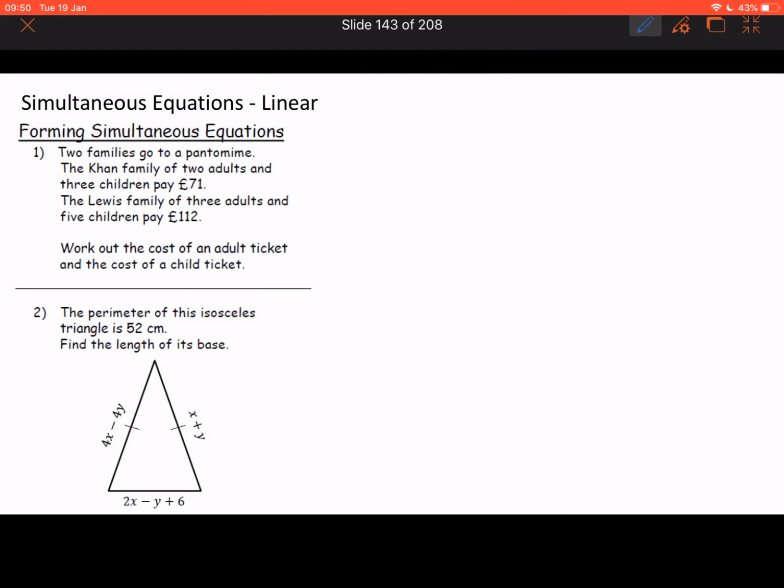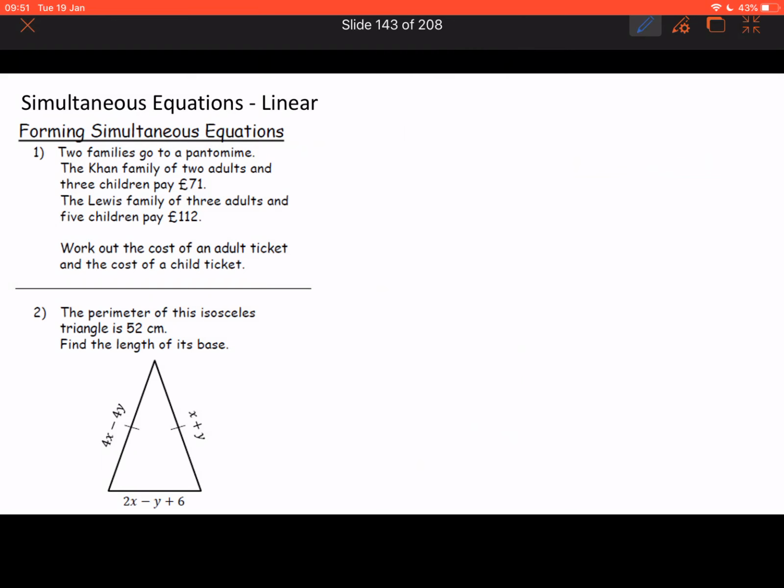So it's quite difficult to see here that this is going to be simultaneous equations, but we do have two variables. We've got an x and a y, which we're going to need to find to be able to find the length of this base here. So that is what suggests simultaneous equations.